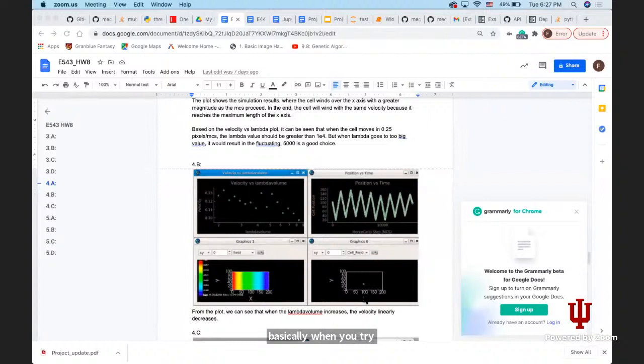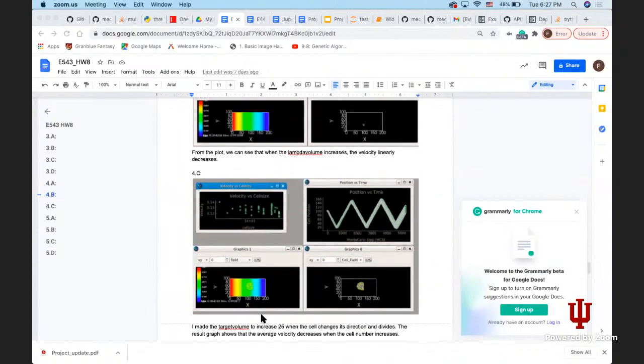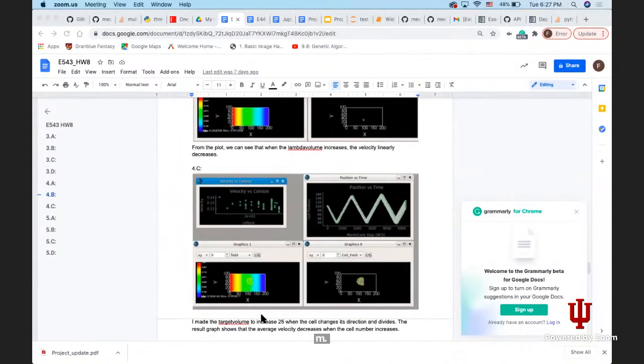increase the lambda volume, the velocity will decrease linearly as you increase the lambda volume. Yes, this is when you increase the cell size and try to divide the cells. But the general fact is the velocity will decrease when the cell size increases, for the average velocity.